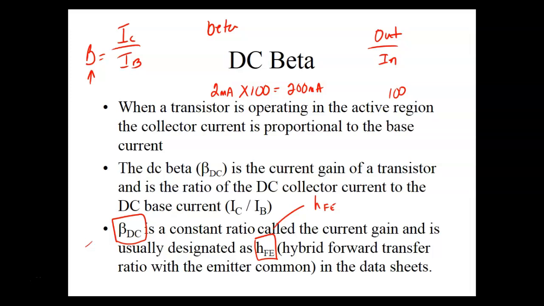Yeah, this is beta DC. That's what we call it, but in the data sheets, it's called H sub FE. That's all I'm saying. So beta DC is beta DC. It's just for some reason, they don't call it beta in the data sheet. It's the same thing.